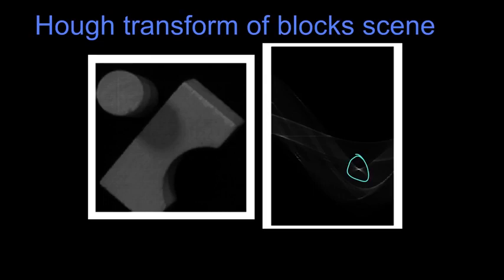What's that spot going to be? Well, that's going to correspond to this nice, big, long edge. There are other spots, and that makes sense because there are other lines. But this big, bright one is going to be the longest one because it has the most votes.